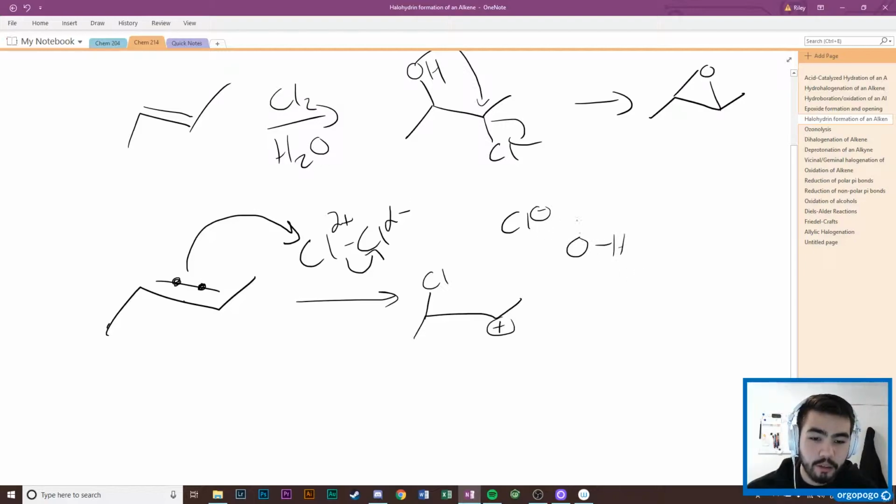So let's draw a little water guy here. Got some lone pairs on her. From your nucleophile to your electrophile. There's no arrow out because you're putting it into an empty orbital. You don't have to break a bond.